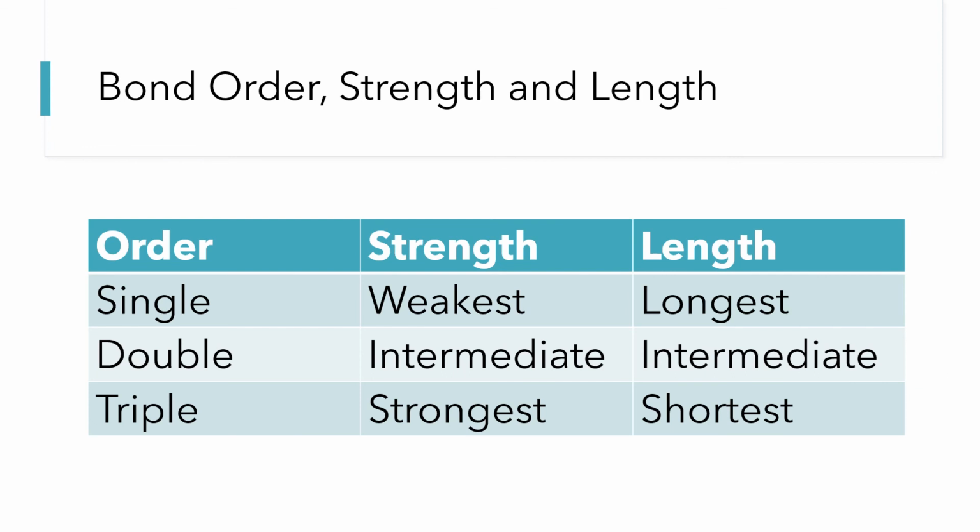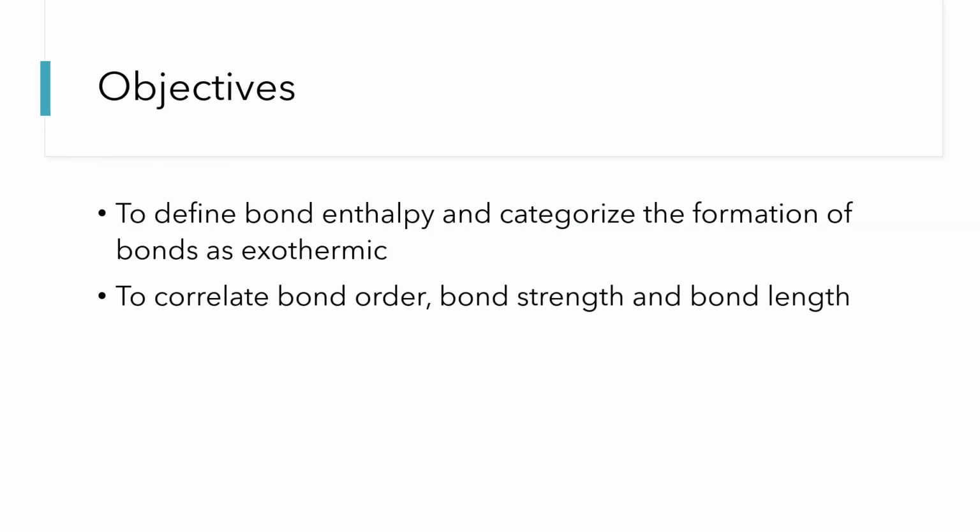When we were looking at resonance structures, we were talking about bond order, bond strength, and bond length. And we said that the single bond is the weakest and the longest. The triple bond is the strongest and the shortest. And that will follow through here now that we have numbers to put for the bond strength. The single bond is the weakest of the three, and the triple bond is indeed the strongest.